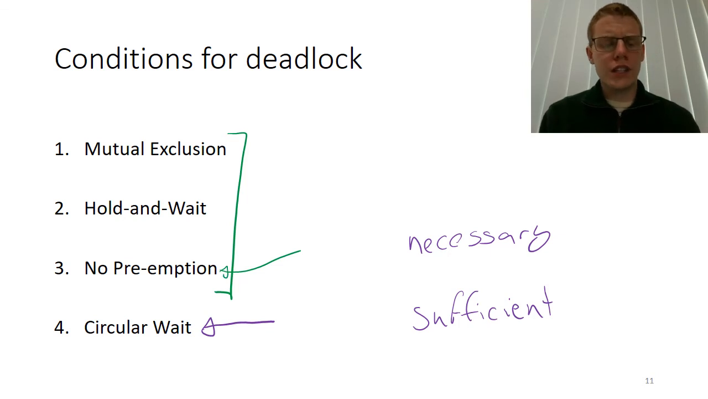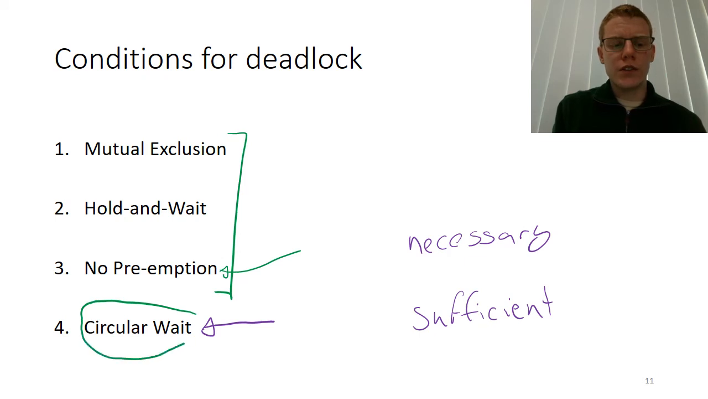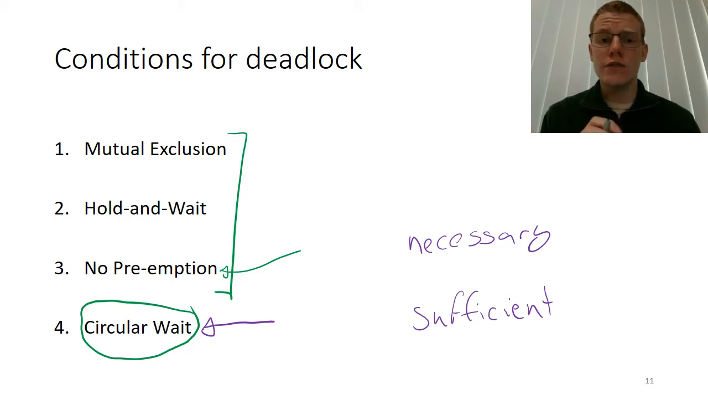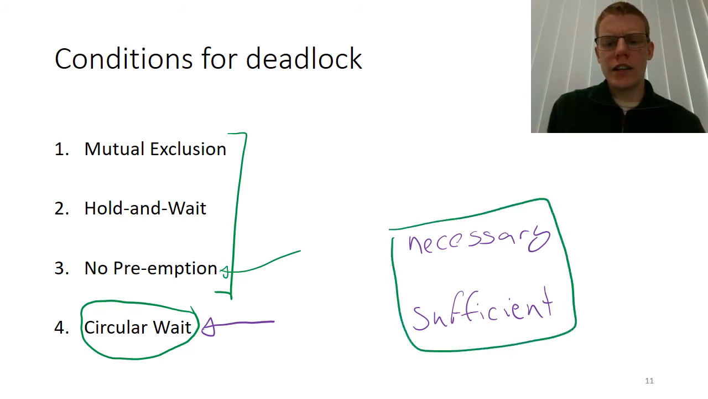And the fourth condition here is essentially a logical consequence of the first 3. When we have the first 3, it is possible for a circular wait to occur. And the circular wait itself is basically the definition of deadlock. So just remember, these are 4 necessary and sufficient conditions for deadlock.